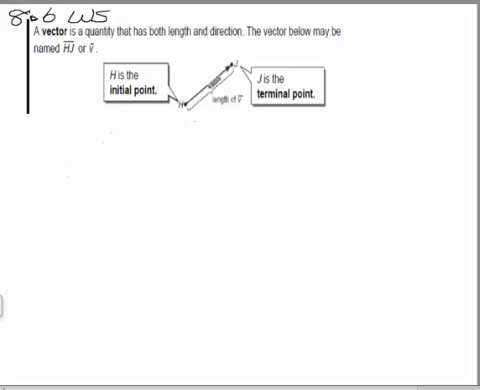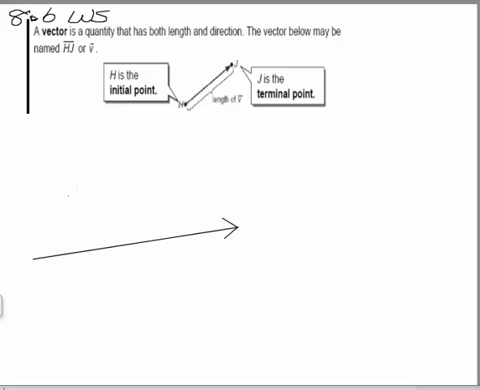Here's an example. They usually draw them as something that looks kind of like a ray, an arrow. And this arrow has a certain length and a certain direction. We can see that it's pointing kind of to the east, to the right side of the page and a little bit up. And it also has a certain direction.